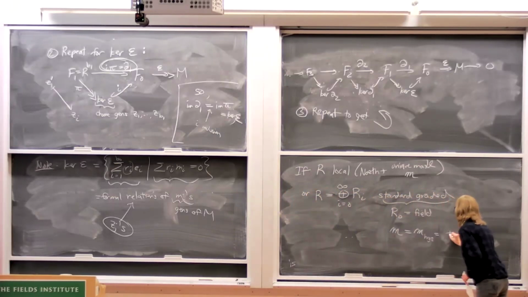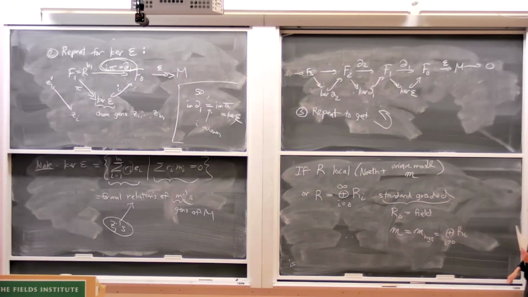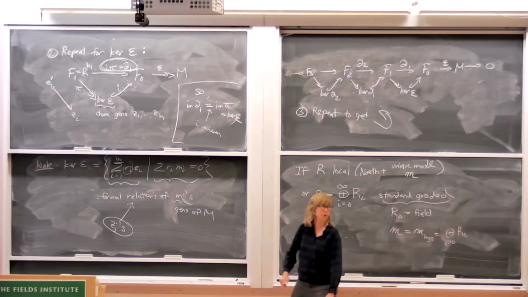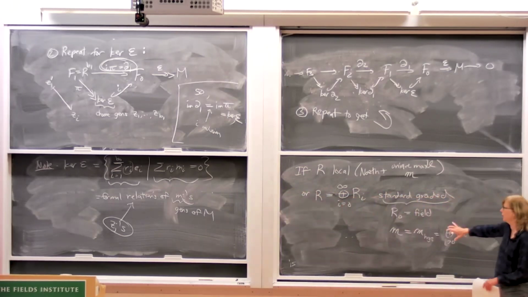And that is the positive degree part. So i bigger than 0, R_i. These are the two settings we have. And this one is obvious why we would study this from geometry, because polynomial rings are like this.